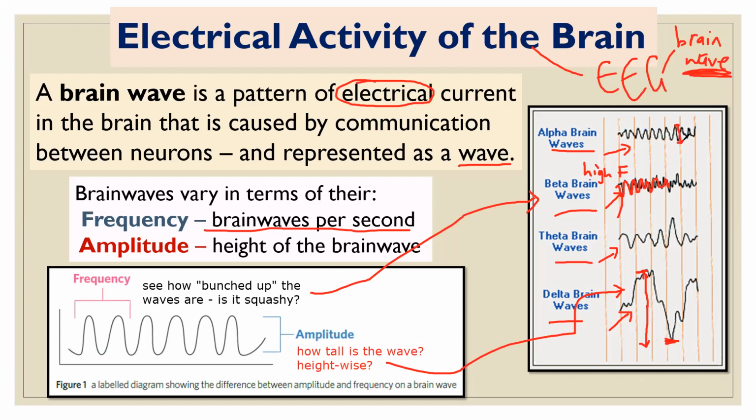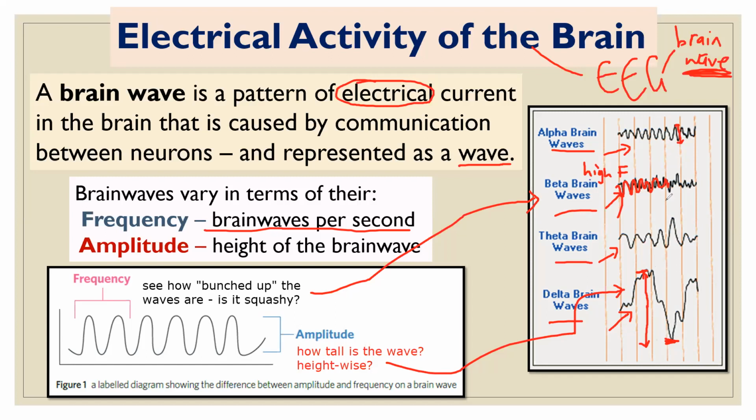It's really short, okay? So generally, what we're talking about is amplitude is the height of the wave, or how tall it is, from the topmost point, the peak, to the bottommost point. And the frequency is how bunched up the waves are, or how squashed together they look, okay? It is important for you to know the appearance of the waves.